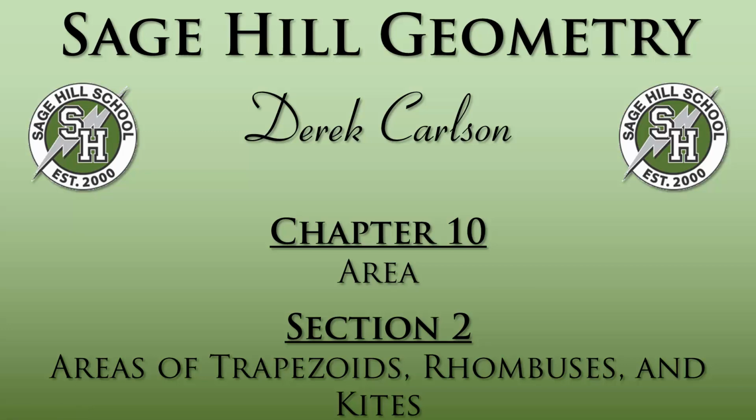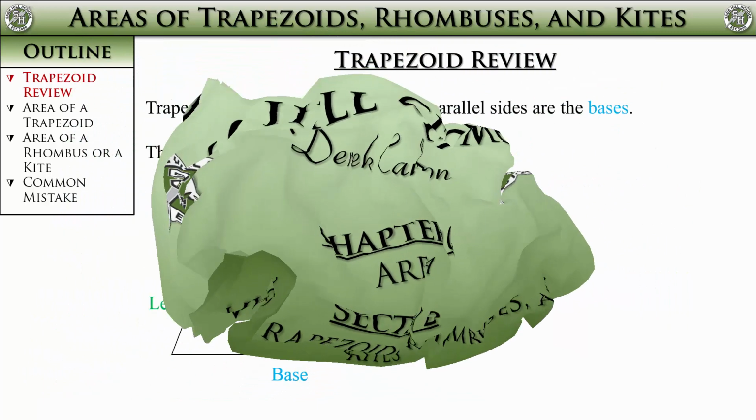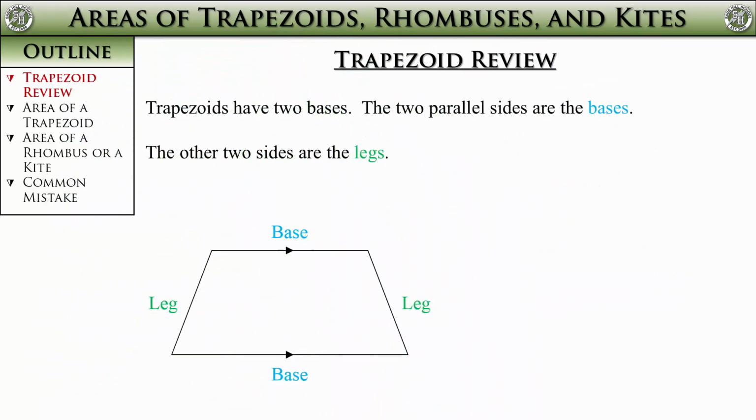We continue moving forward with more area problems, which means more area formulas to know. Yay! The first formula deals with trapezoids. So here's a quick reminder about trapezoids. A trapezoid is a quadrilateral with two parallel sides.